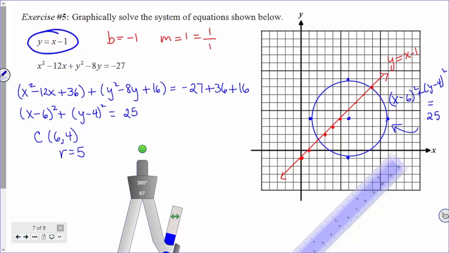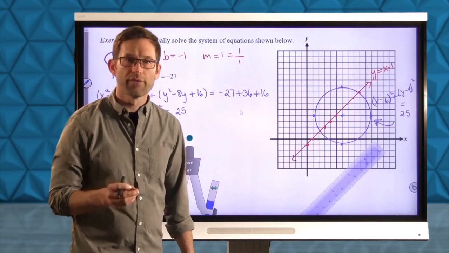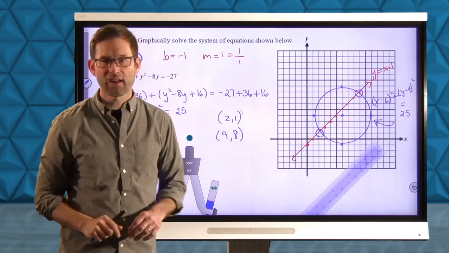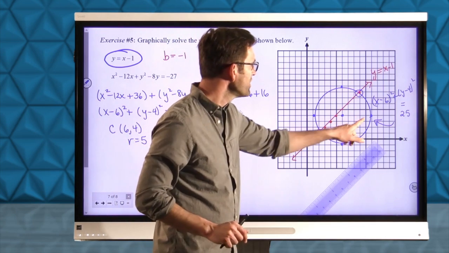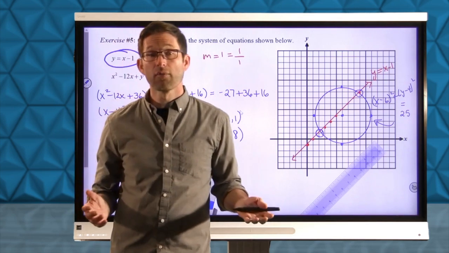All right. Now, this does, though, show you how bad it is when the graph of your circle is a bit off, right? Because the answers to my system should be these 2 points. They should be the point 2, 1 and the point 9, 8. All right. Unfortunately, because I didn't make my circle overly accurate, it kind of missed those intersection points here and here. And you can see I just didn't make the radius of my circle quite large enough. All right. So be careful about that.